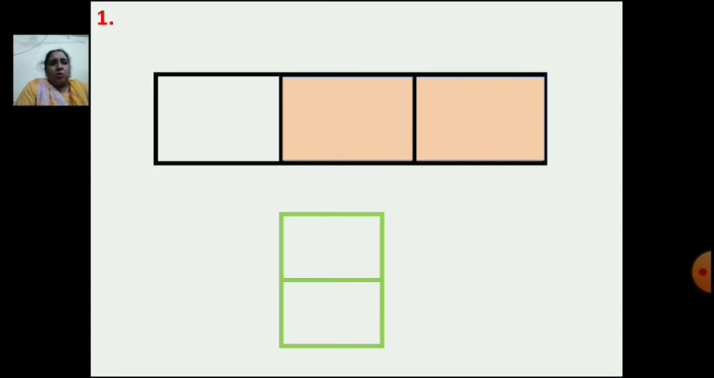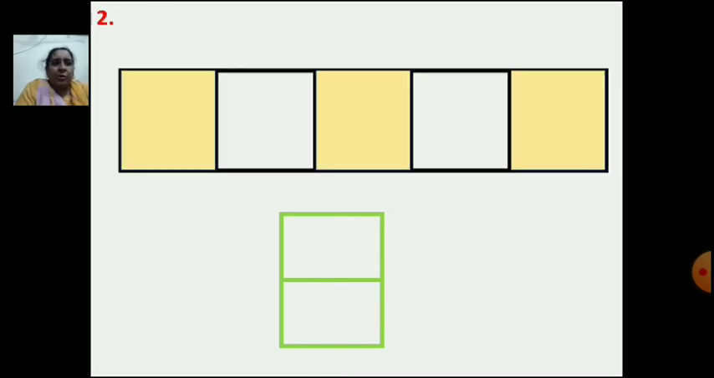Now see first question. Here you can see how many total parts are shown. 1, 2, 3, right? And how many parts are shaded? 2 parts. So you have to write the fraction for the shaded part. So what will be the answer? Yes, shaded part is 2 and total part is 3. So your fraction is 2 upon 3. This is your answer.